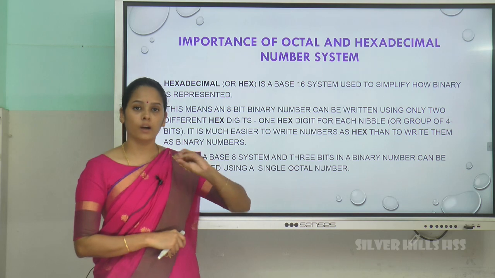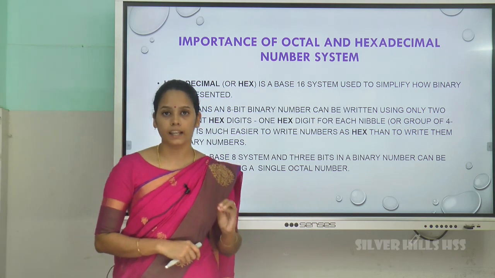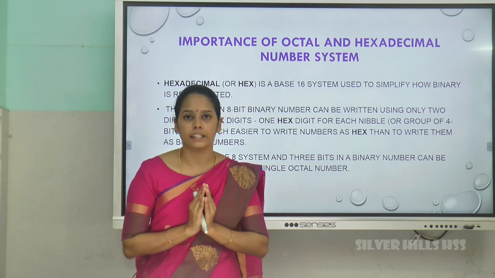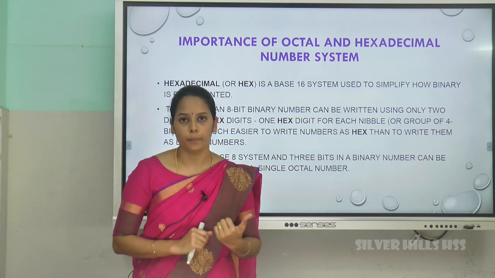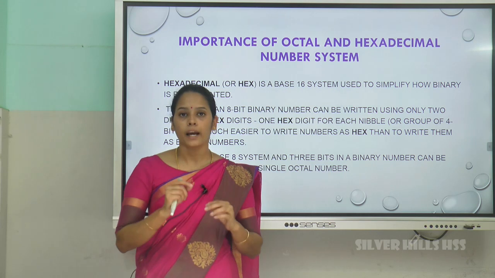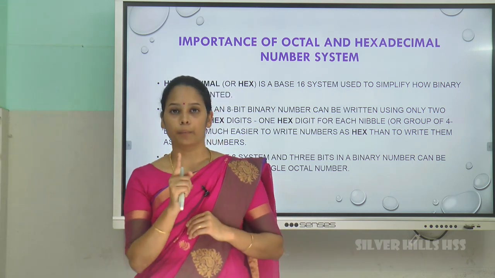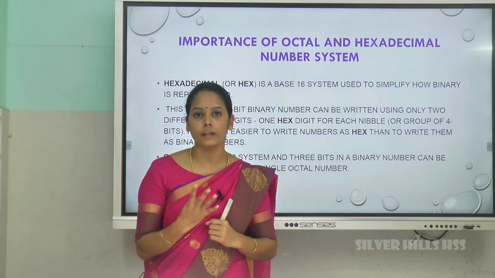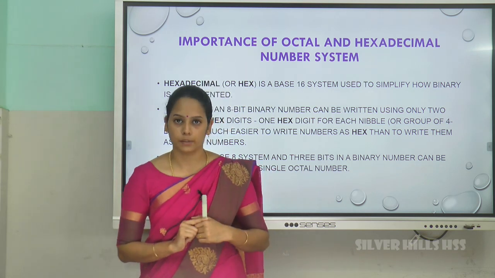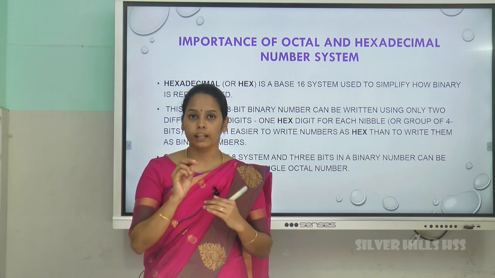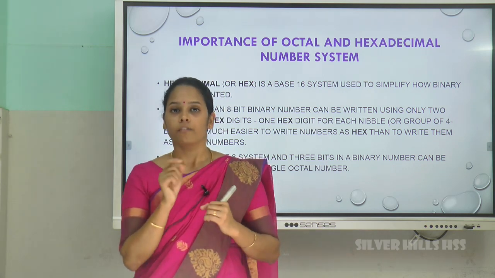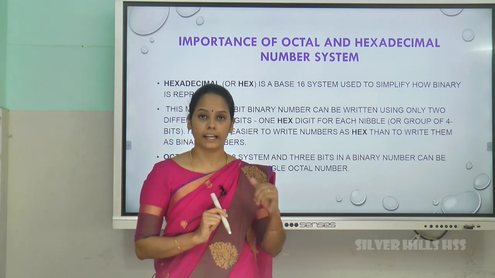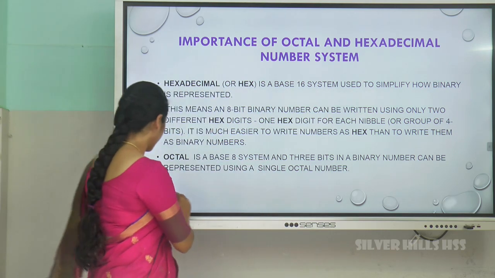If we represent all the data in the form of binary numbers, it will be very large. So to reduce the complexity, we use hexadecimal numbers or octal numbers. By using a single hexadecimal digit, we can represent 4 bits. And by using the octal number system, we can represent 3 bits together as a single octal digit. I will explain that with an example.